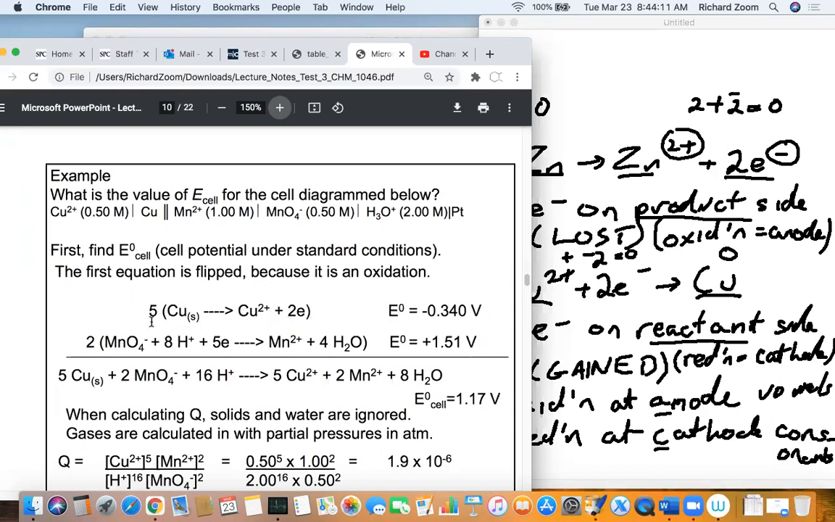But now to balance this, and write everything down, we have 5 copper solids. We have 2 MnO4 minuses. We've got 16 H plus. That's 2 times 8. We've got 5 copper 2 pluses on the other side, 2 Mn2 pluses, and then 8 H2O on the bottom. Does anybody have any questions?